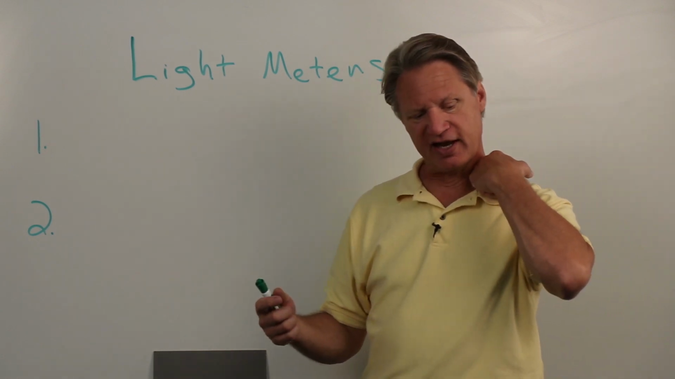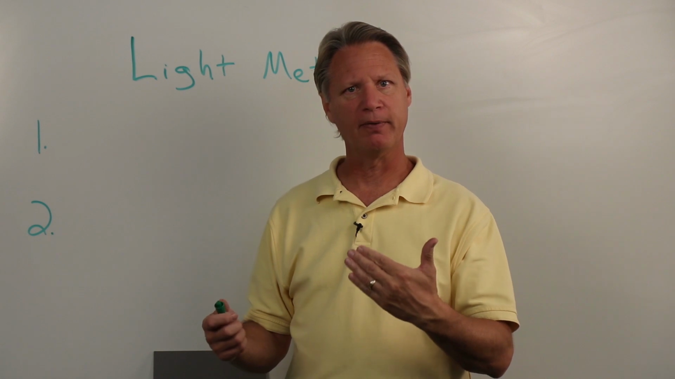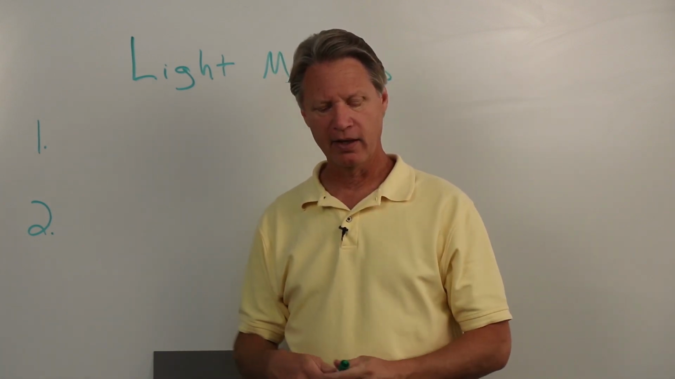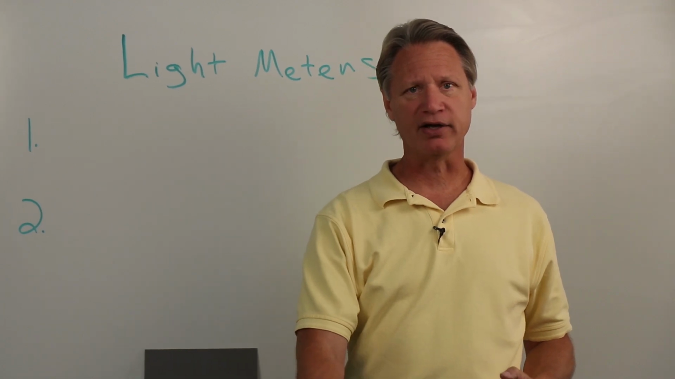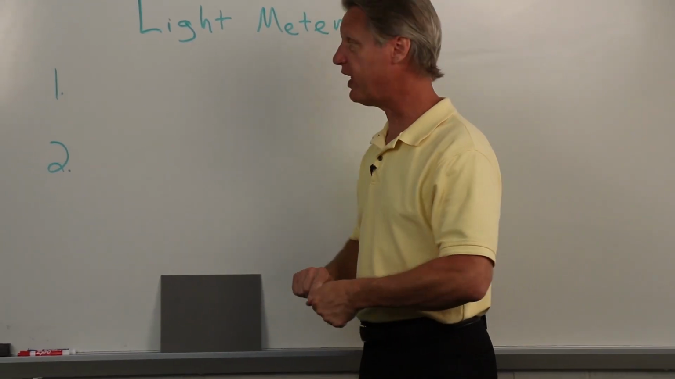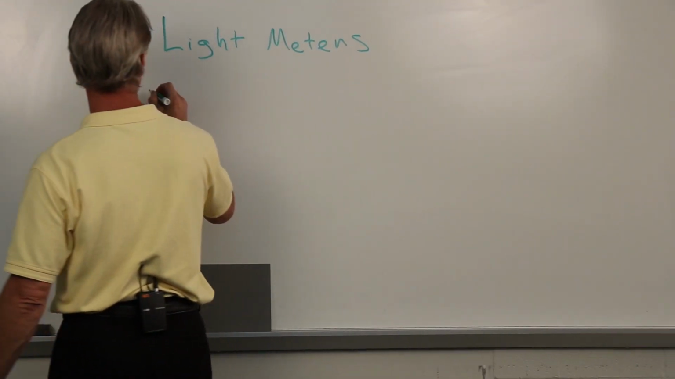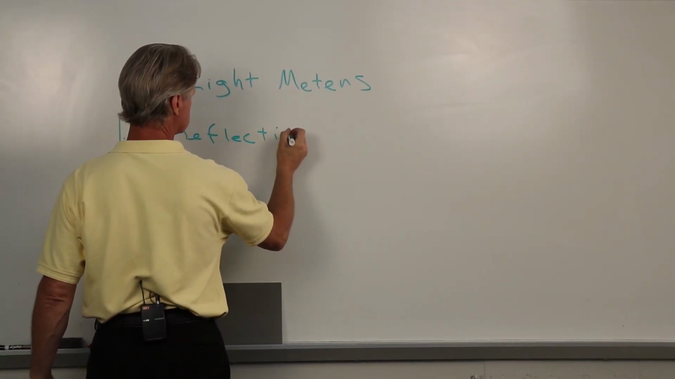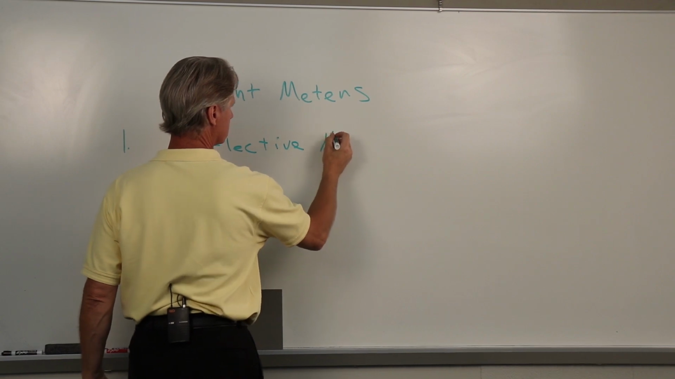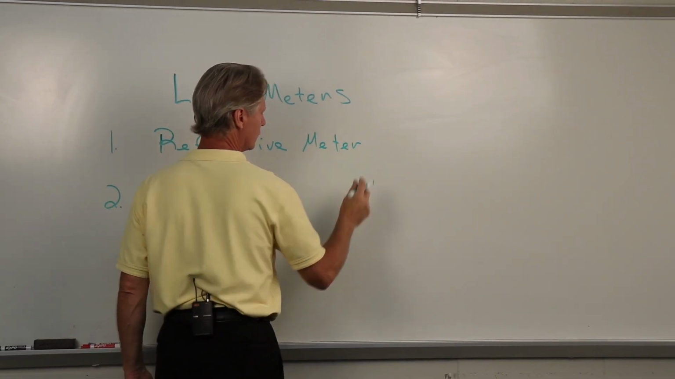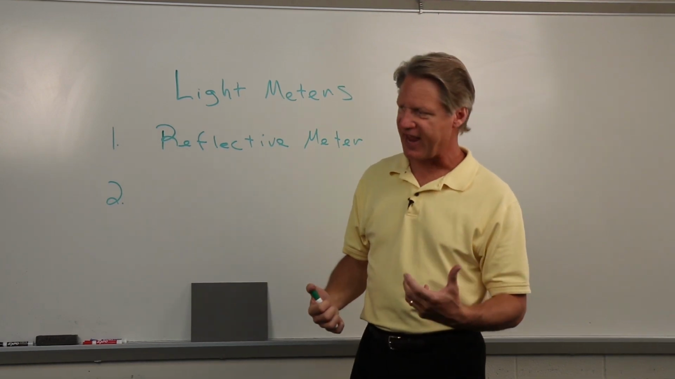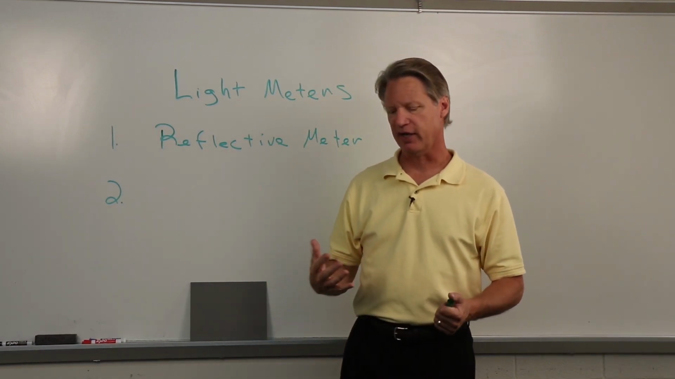So the light meters in the cameras are quite simple. There's really two ways to measure light, okay? The light meter in these cameras is what's called a reflective meter. Okay? Now, let's examine what a reflective meter does.